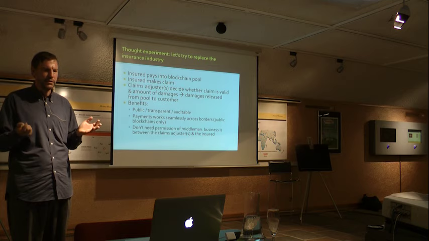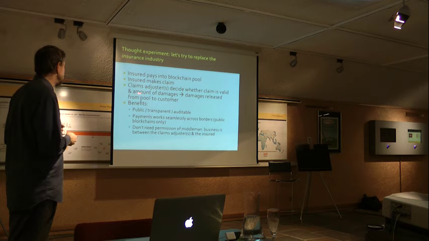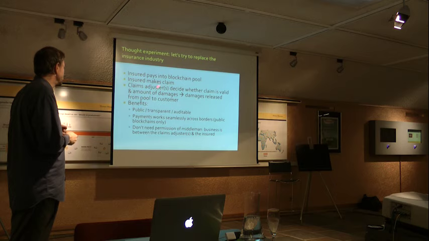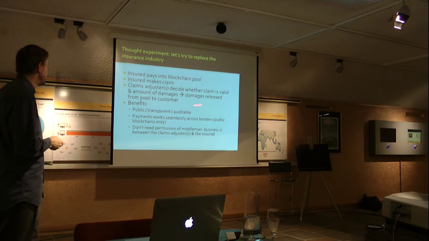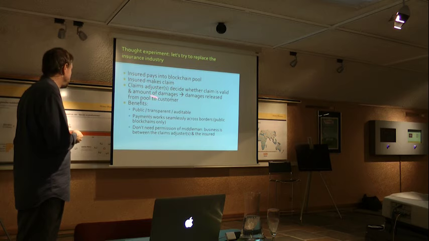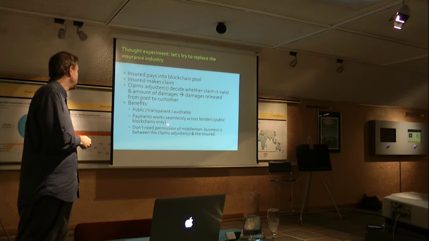But now we need a human claims adjuster. Kind of like we had a mediator before, we're going to have a human claims adjuster decide if the claim is valid and the amount of damages. It could also be a group of claims adjusters, or a review process. Damages are released from the pool to the customer. So the benefits: it's public, transparent, and auditable. The payments work seamlessly across borders, and we don't need the permission of a middleman in the business between the claims adjusters and the insured.